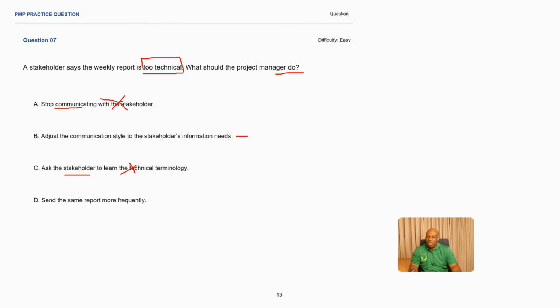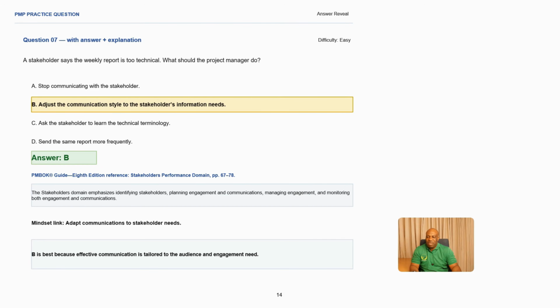Send the same report more frequently. This is not going to resolve the issue. So most likely this is unlikely going to be the answer, making B the best answer in this scenario. So you need to adjust the communication style to the stakeholder information needs. Every communication should be tailored based on the stakeholder needs. So which domain are we referring to in the PMBOK? We are referring to stakeholder performance domain, which is on page 67.